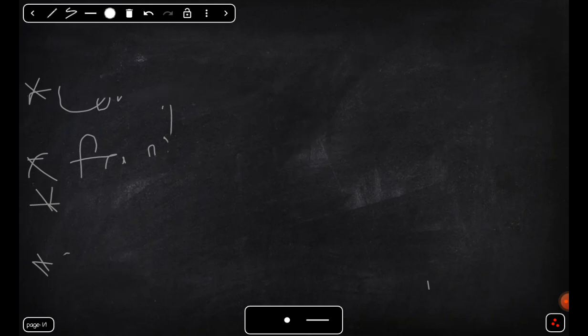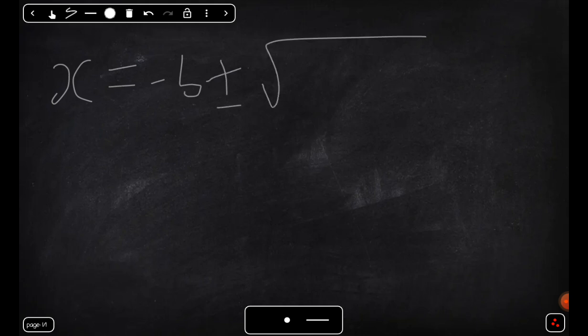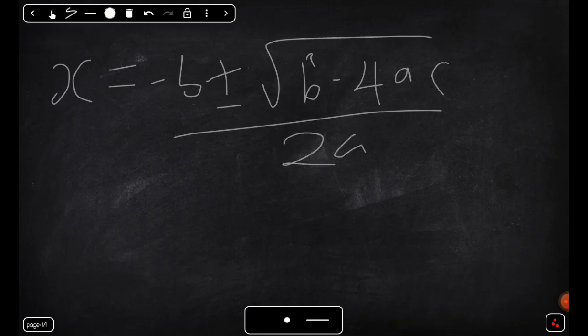Okay, so next let's also recall that the quadratic formula is of the form x is equal to minus b plus or minus root of b squared minus 4ac over 2a. So for convenience, we want to do some little work or substitution regarding this quadratic formula.